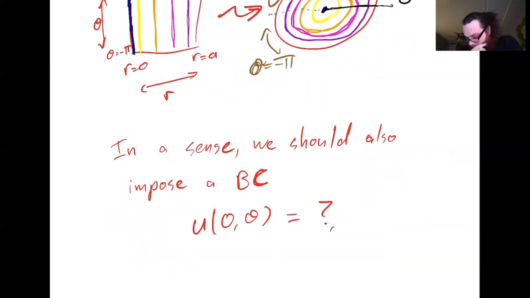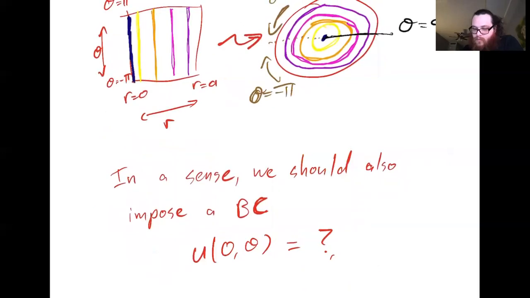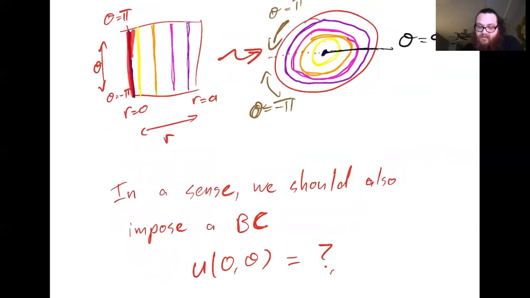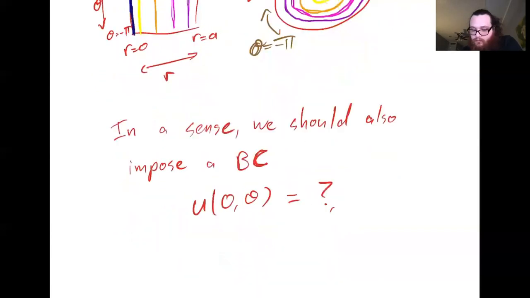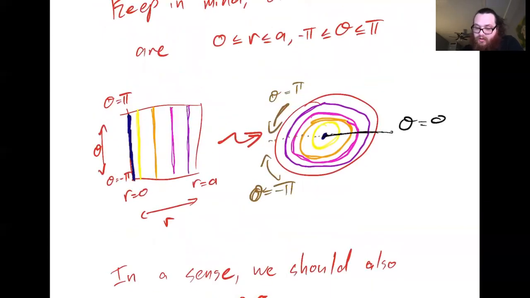And so written out, what is u(0, θ)? That's this line segment right there. We need to impose some boundary condition here. Keep in mind that in the end, all the points along this line segment get mapped to a single point. That's something we'll have to keep in mind, but regardless, we do have to specify something for r equals 0. Likewise, we're going to have to specify something for θ equals π and θ equals minus π.